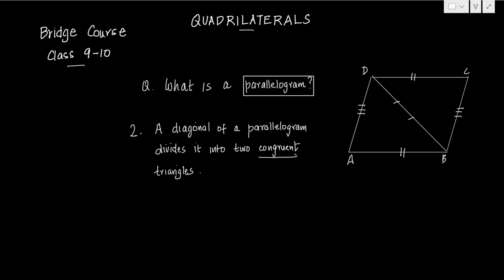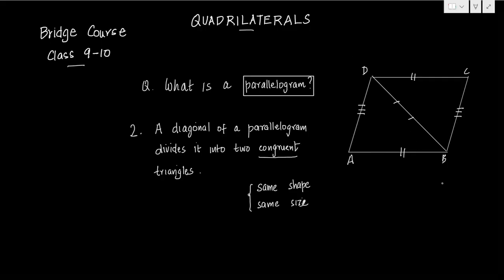What does the word congruent mean? Same shape and same size. If 2 objects or 2 shapes are congruent, that means they have the same shape and the same size. So according to this diagram, or according to condition number 2, this diagonal BD divides this parallelogram into 2 triangles, and these 2 triangles are congruent. They have exactly the same size and the same shape.